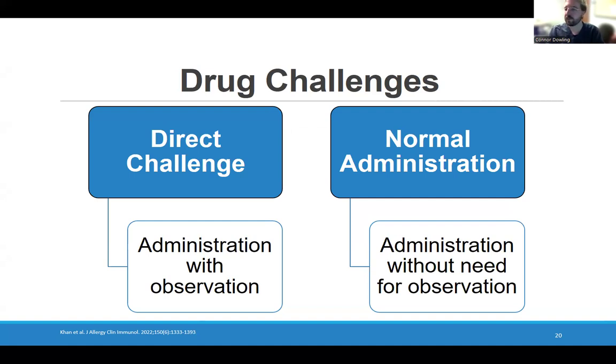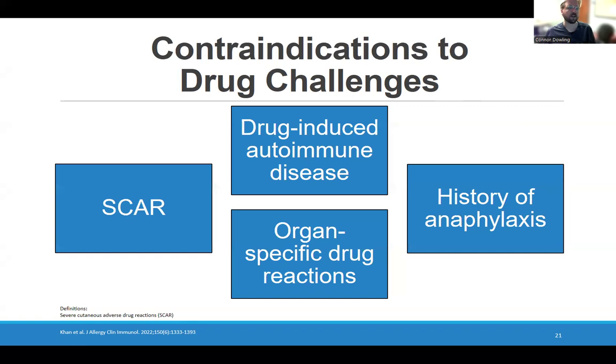But it should also be mentioned that our direct challenges are not without contraindication. And some of the contraindications that we mentioned here are going to be related to some of those non-type 1 mediated hypersensitivity reactions. So the SCAR, or severe cutaneous adverse drug reaction, so our Stevens-Johnson syndrome, our toxic epidermal necrolysis, these are going to be a complete contraindication to doing our drug challenges, as we're not going around an allergic reaction. This is more of that T-cell mediated reaction.